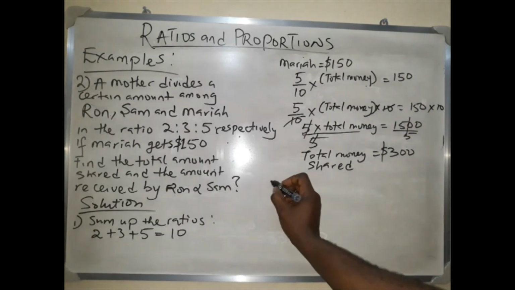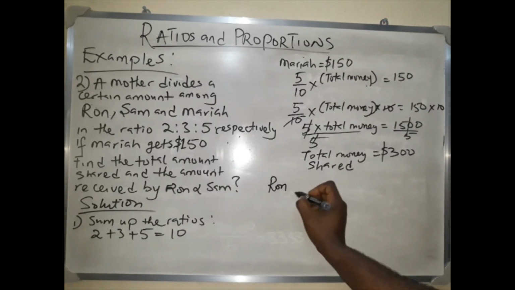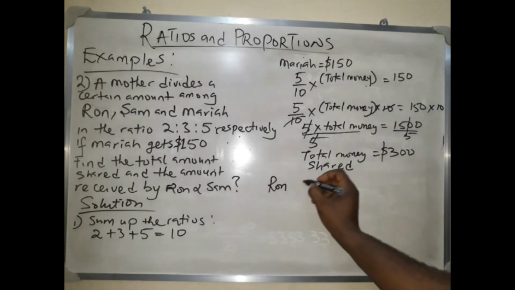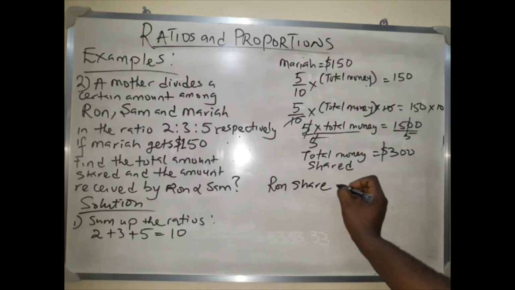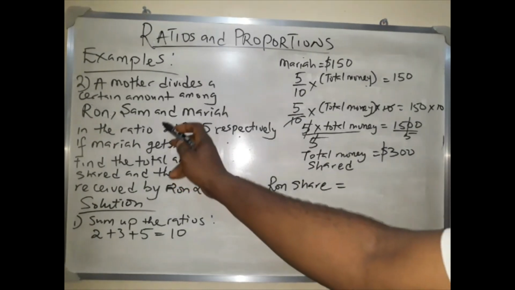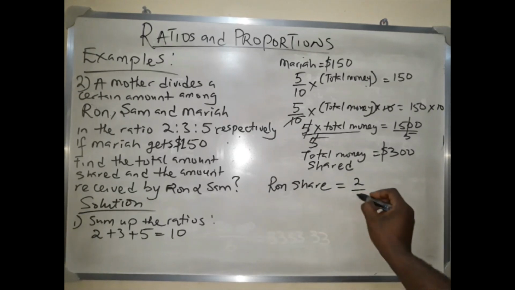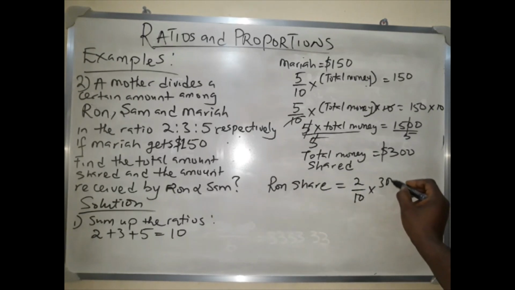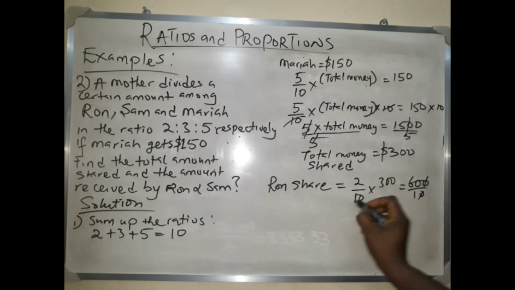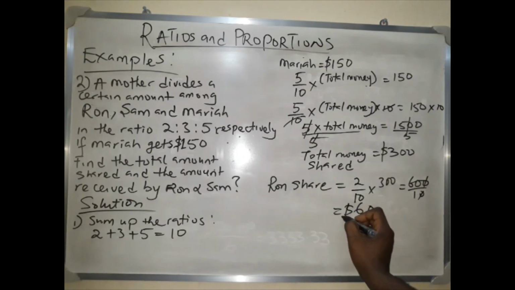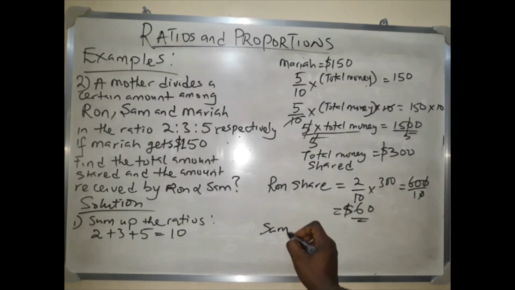So now let's look at Ron. How much did Ron get? Ron's share will be equal to his own ratio, which is 2, all over the total, which is 10, times 300. Then that will give you 600 all over 10. When you divide it, it's going to give you $60. $60.